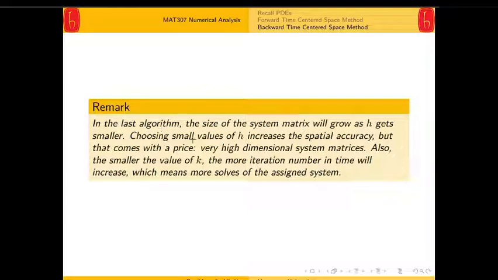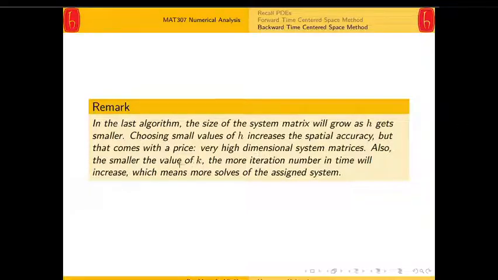Also, choosing small values of h increases the spatial accuracy. That's also true. As h gets smaller and smaller, the error will decrease proportional to h squared in this particular case, because we are using center difference, which is second order accurate. But that comes with a price: a very high dimensional system matrix.